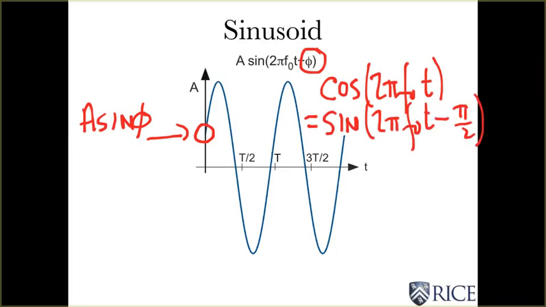It's shifted by 90 degrees, pi over 2. You should verify that formula is correct. I hope I didn't make an error, but I think it's right. And therefore a sine wave can be written in terms of a phase shifted cosine also. So there's really no difference between a cosine and a sine. They're phase shifted versions of each other. So this is what phase does. It moves things around in time.